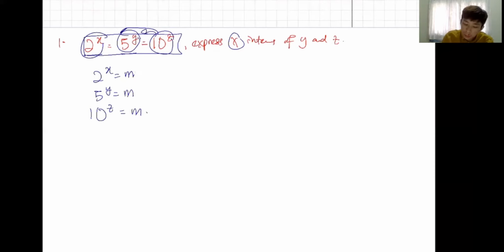Why do I want to introduce m? Because I can solve them individually later. Then I can do what I want to do.